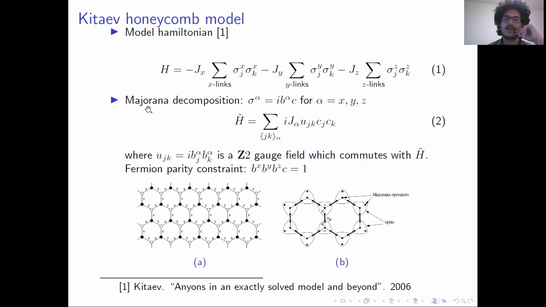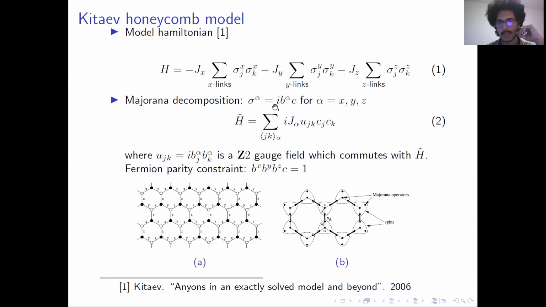And Kitaev solved this model using Majorana decomposition, this equation where b and c are Majoranas. On doing this mapping, this Hamiltonian reduces to this, where u_jk is a Hermitian operator which has this form, and its square is +1, which means that you can take only plus and minus 1. And u_jk commutes with H tilde, so you can look at a subspace of the Hilbert space where u_jk is fixed, and then this Hamiltonian becomes quadratic in c, and it can be exactly solved. u_jk are called Z2 gauge fields.